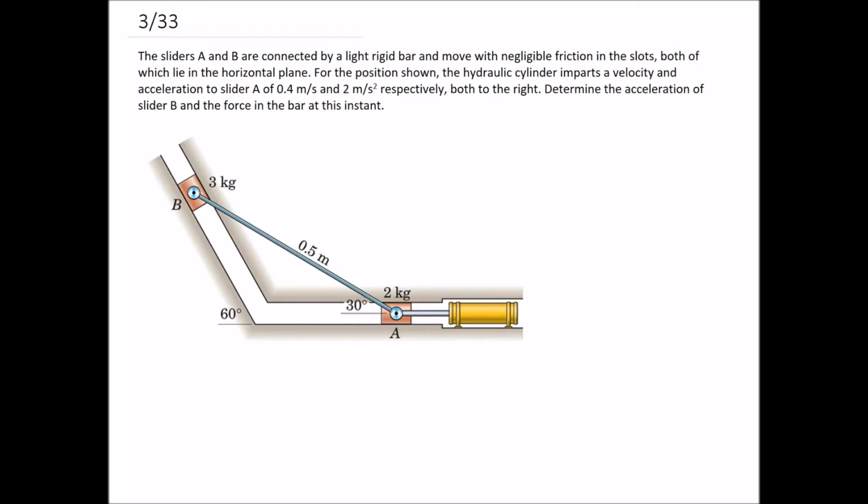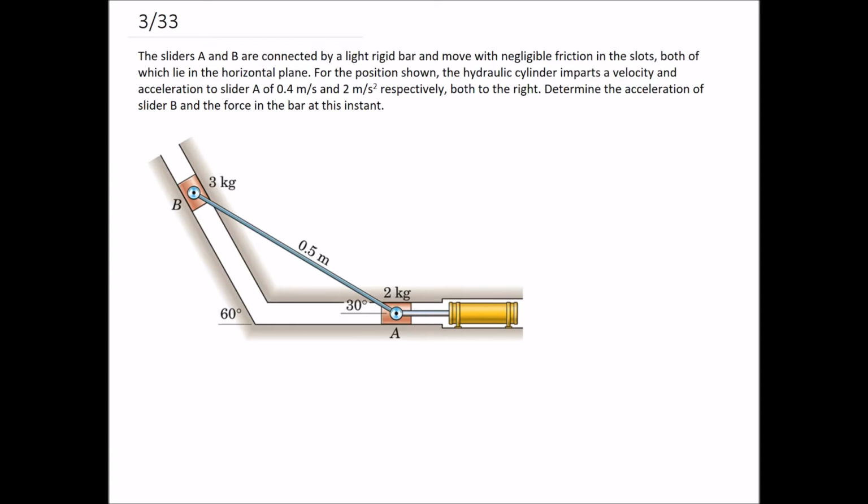So the question is, the sliders A and B are connected by a light rigid bar and move with negligible friction within the slots, both of which lie in the horizontal plane. For the position shown, the hydraulic cylinder imparts a velocity and acceleration to slider A of 0.4 meters per second and 2 meters per second squared respectively, and both to the right. So determine the acceleration of slider B and the force in the bar at this instant.